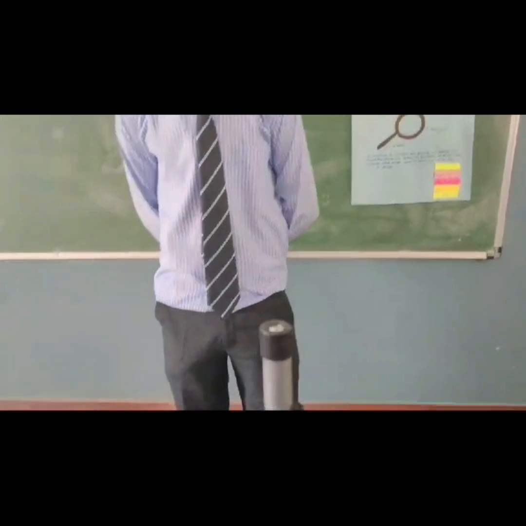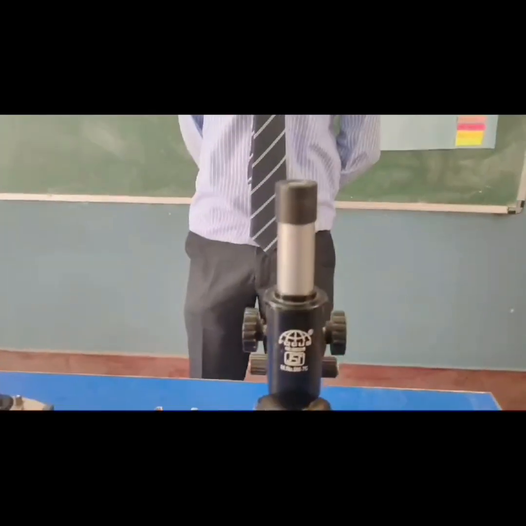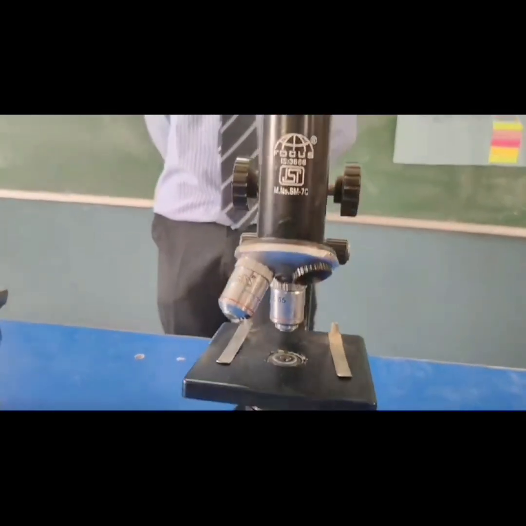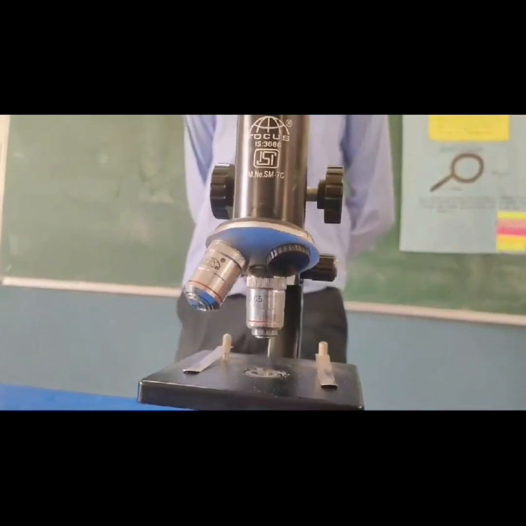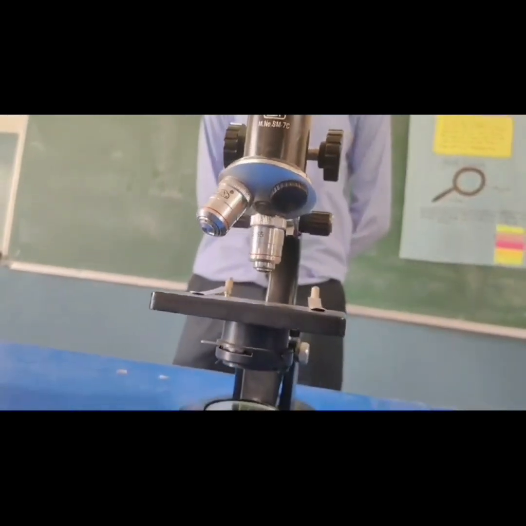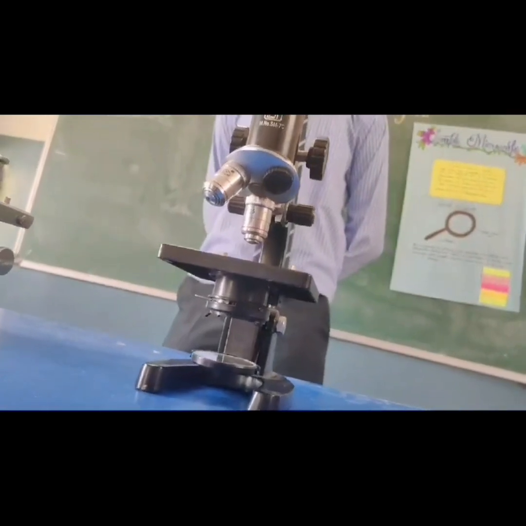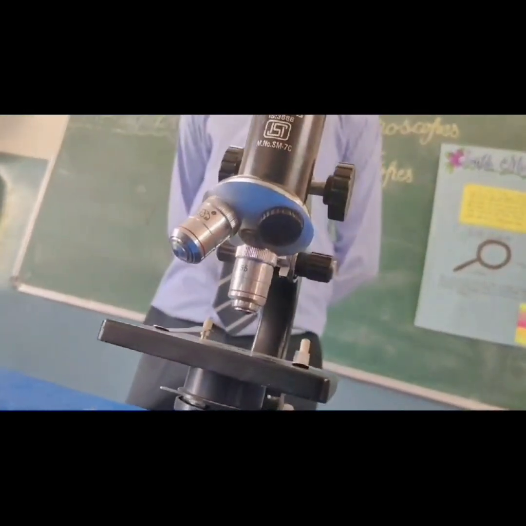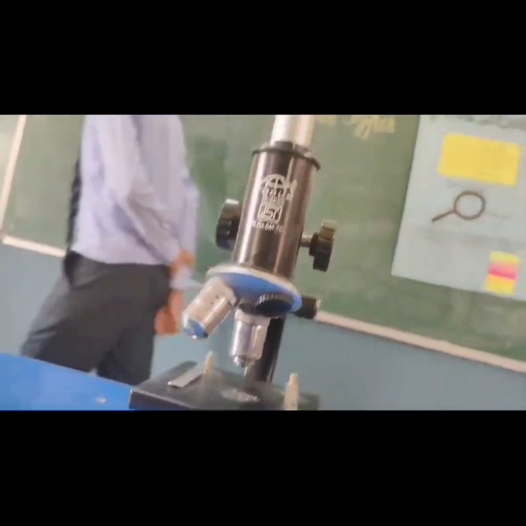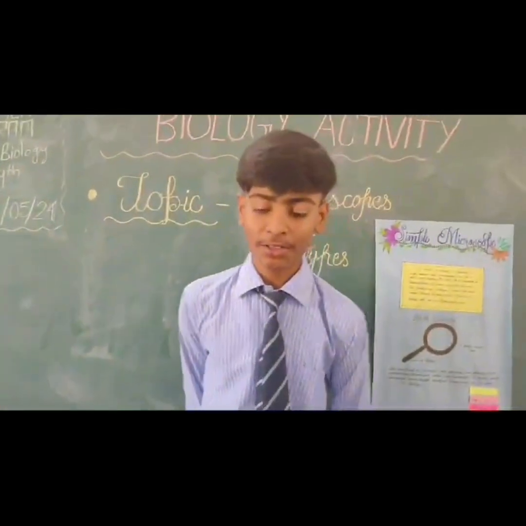My name is MD Nasran of 9M. My topic is different parts of the compound microscope. First, eyepiece. Second, body tube. Third, resolving nose piece. Fourth, objective lens. Fifth, stage clips. Sixth, condenser lens. Seventh, reflector. Eighth, coarse adjustment knob. Ninth, fine adjustment knob. Tenth, the arm. Thank you. That's all from me.